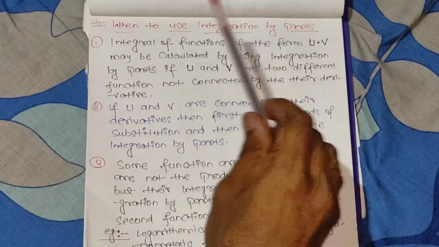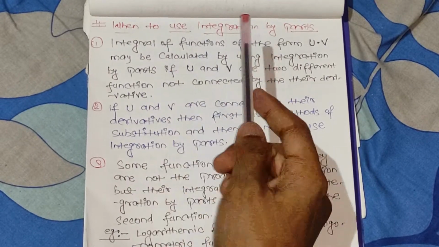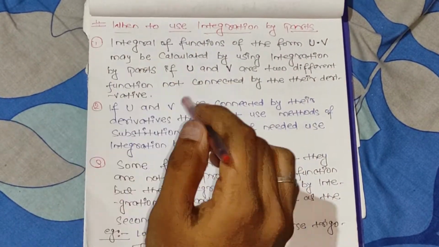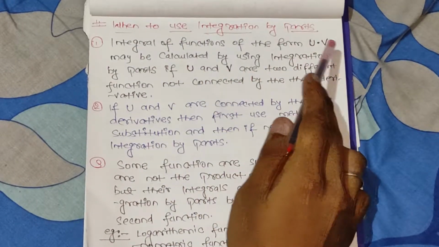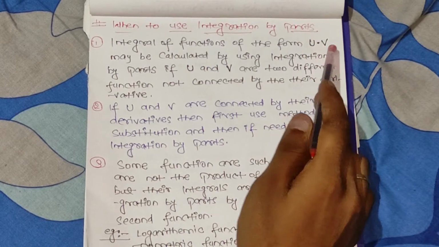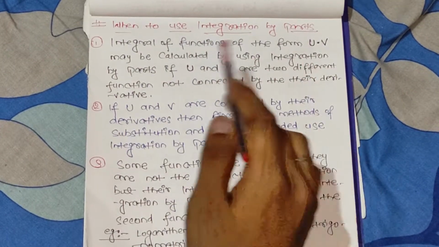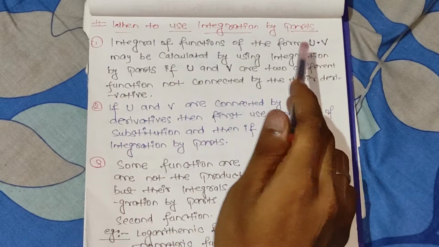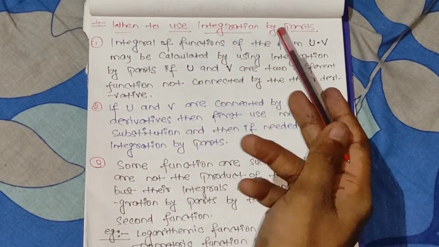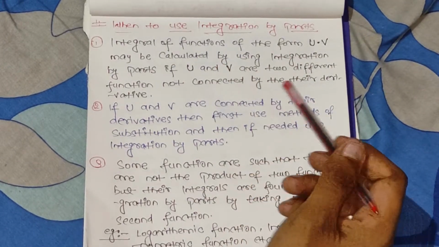Now we will see when we use this method, integration by parts. The first point is integration of a function of the form u into v. U into v means first function into second function, the product of two functions, which may be calculated using integration by parts. When we have two functions in multiplication, the method of integration by parts may be applied to solve that question.